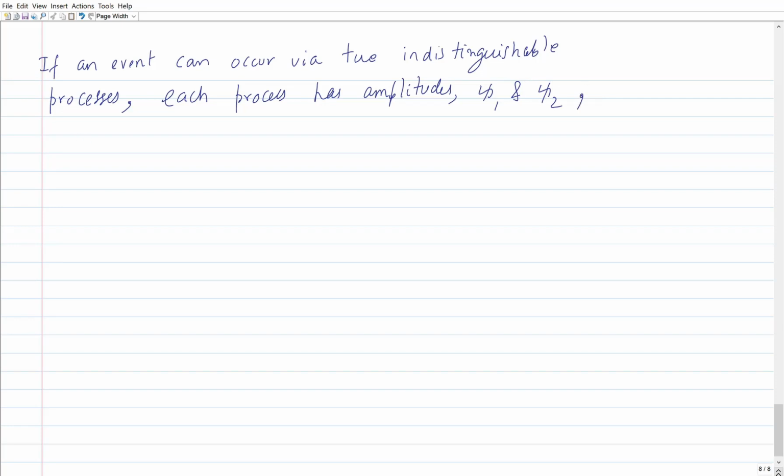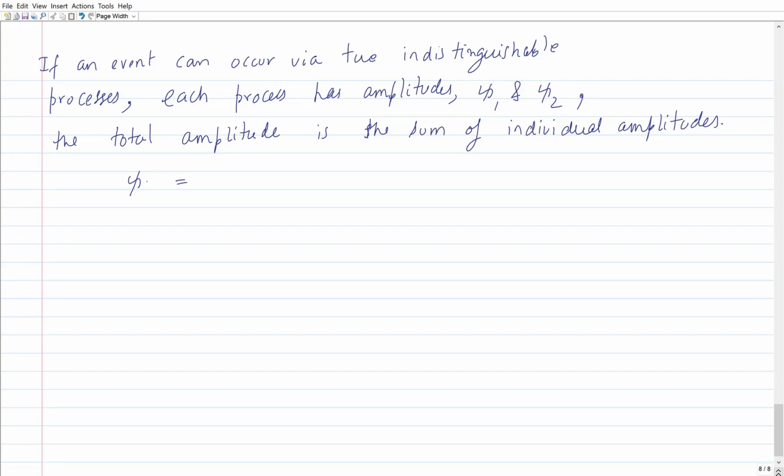then the total amplitude of the event is the sum of individual amplitudes. So psi total for the event is psi 1 plus psi 2.